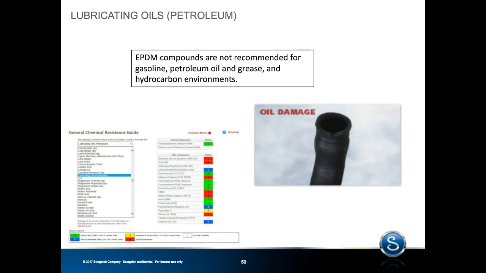We talked about this, but it's important enough to reiterate that petroleum-based products with EPDM can cause deterioration of your seal material. So be very careful with using EPDM in environments that create exposure to petroleum-based fluids.